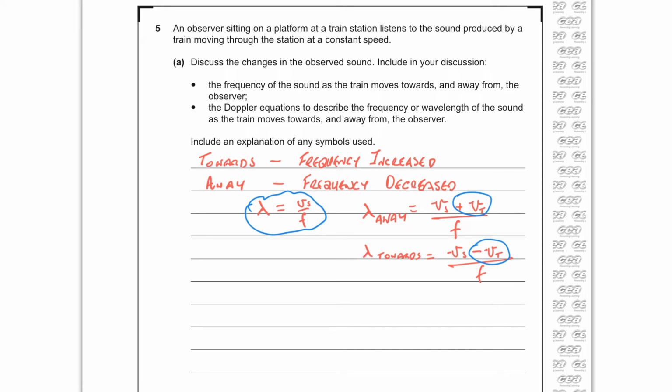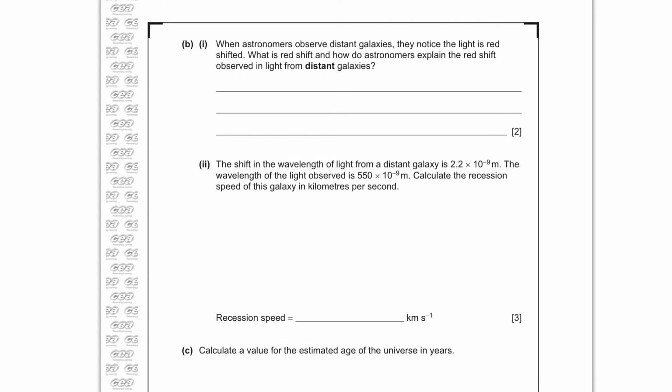Part B, 1. When astronomers observe distant galaxies, they notice that the light is red-shifted. What is redshift, and how do astronomers explain the redshift observed in light from distant galaxies? So remember, redshift is spectral lines belonging to stars appearing further towards the red end of the spectrum than where they should be. And the explanation is that those galaxies are receding, moving away from us.